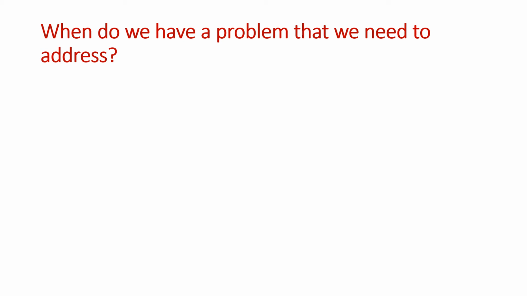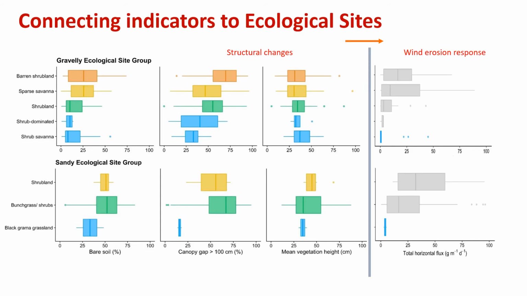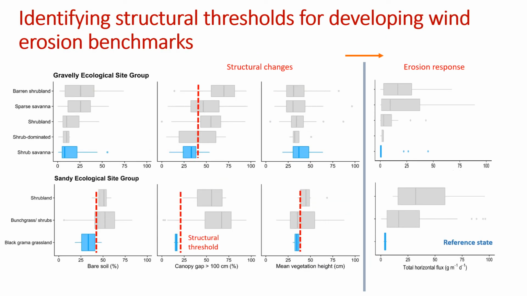Providing wind erosion estimates and a useful framework for management is only half of the problem, however. We still need to know when we have a problem that we need to address. This can be accomplished by connecting indicators to ecological sites through analyses of wind erosion responses to structural changes. As such, we can identify structural thresholds for developing critical wind erosion benchmarks. These benchmarks can then be related to state and transition models for individual ecological sites or larger groupings.